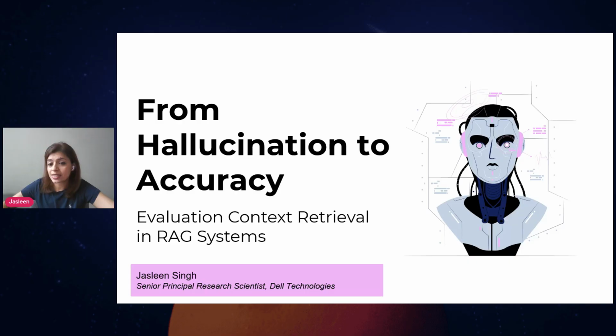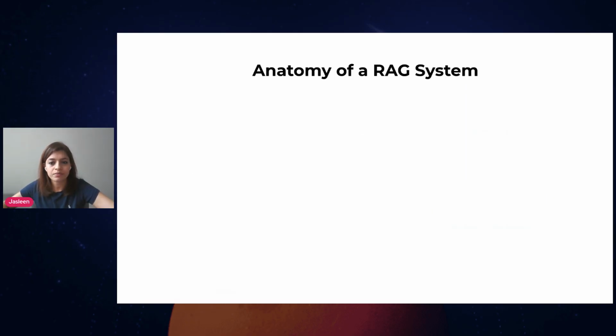However, the truth is, hallucinations in RAG often stem from how we retrieve and present information to the large language model, not just from the model itself. In today's session, I'll dive into these overlooked aspects of the RAG pipeline, those hidden culprits behind inaccurate answers, and I'll explore how we can move from hallucination to accuracy.